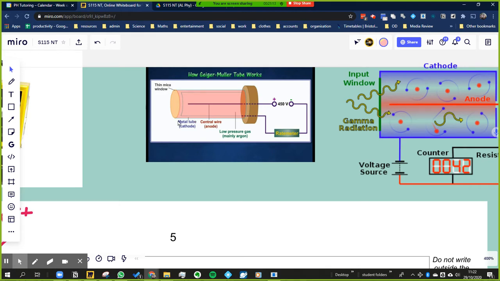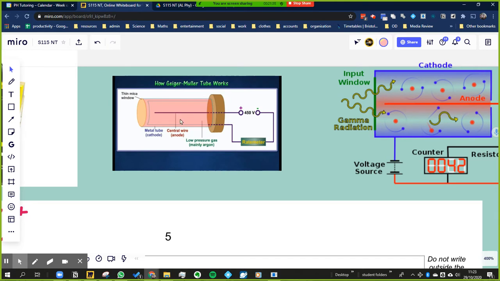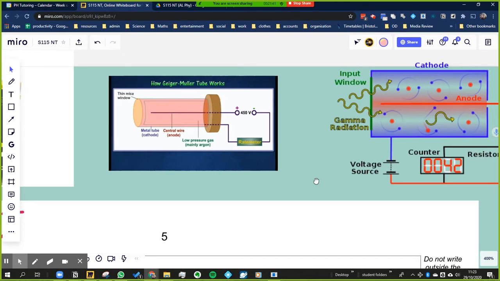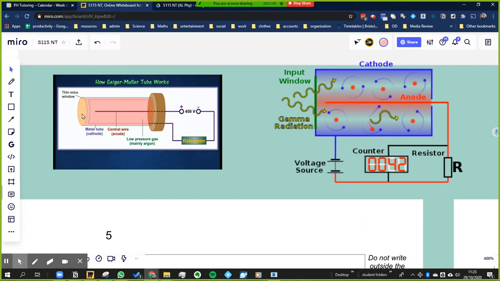But in any case, you've got this metal tube, which we call the cathode, and that would be receiving positive ions, because it's a negatively charged electrode. So the outside is negatively charged, and the inside wire is positively charged. You've then got a low pressure gas, usually argon, in the middle, flowing all around. And if you had something like gamma radiation going through there, it would go through this thin mica window. So it would manage to go through that.